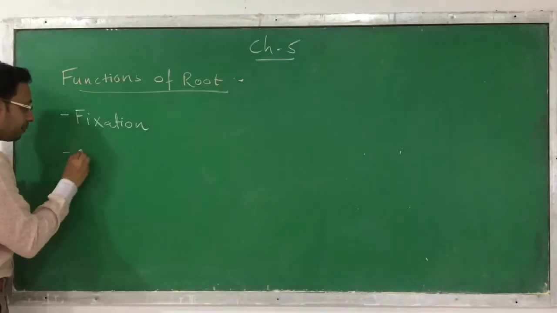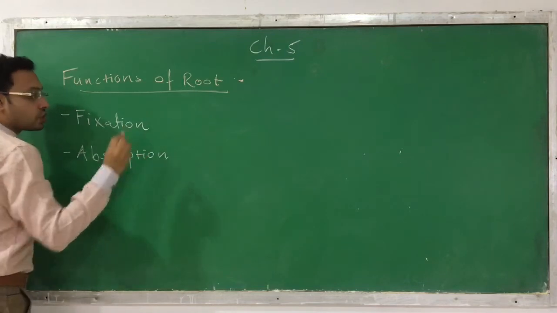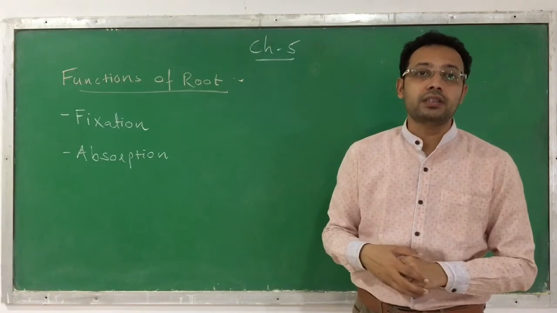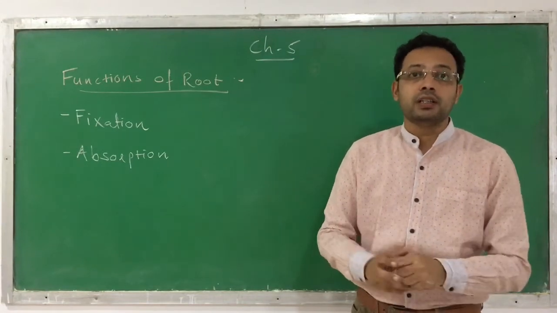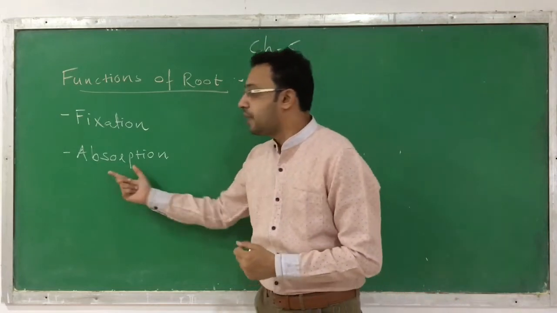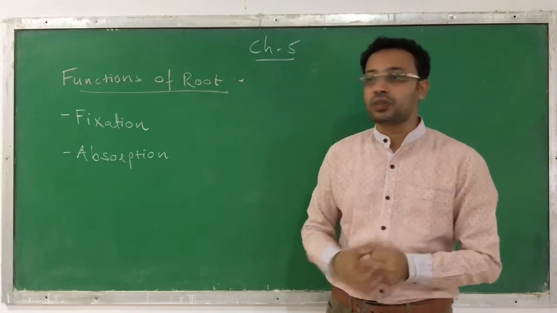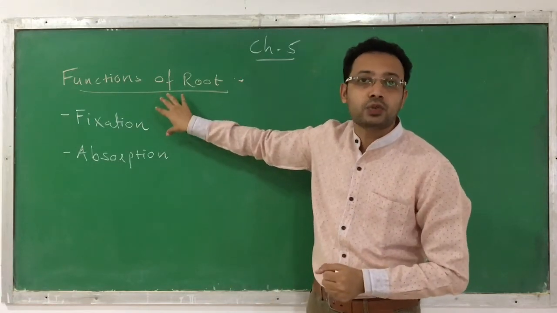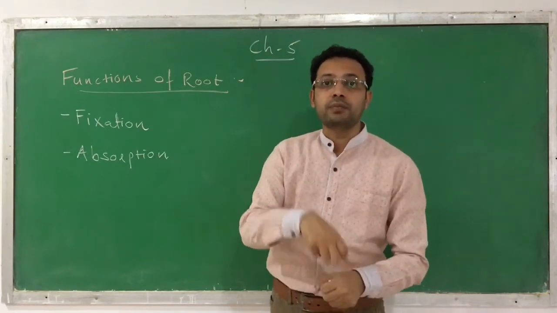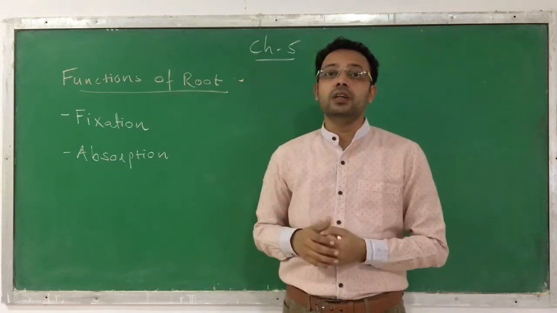The second function of the plant root is absorption. So what is absorption? Absorption means it takes the minerals, nutrients and water from the soil, and the root will supply them to other parts of a plant. So this function is called absorption. These are the normal functions of a root. Fixation, it fixes the plant in the soil. And the second one is absorption, it absorbs the water and minerals from the soil and supplies them to various parts of a plant.